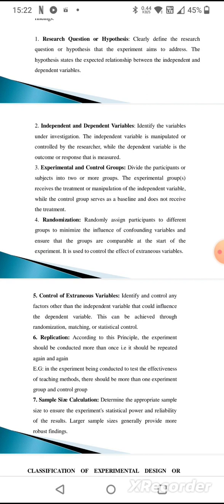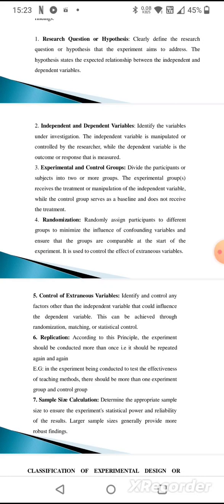So next is experimental group and control group. For the experimental group, divide the participants or subjects into two or more groups. The experimental group receives the treatment or manipulation of the independent variable, while the control group serves as a baseline and does not receive the treatment. So whatever is being done, the treatment or procedure, it is only with the experimental group.